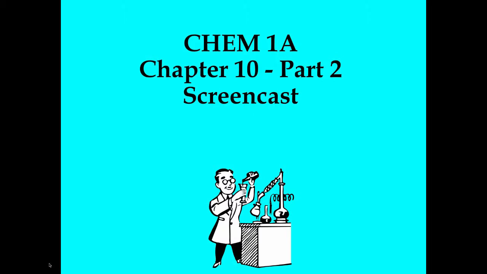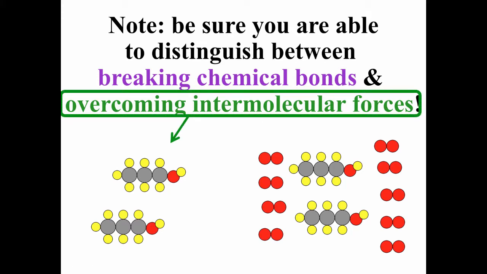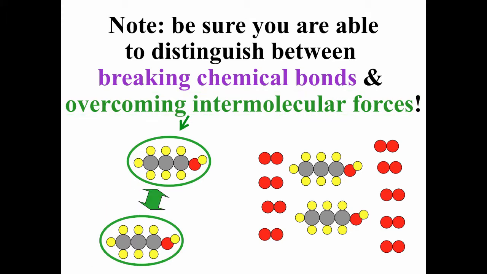Welcome to Chapter 10, the second screencast, More Liquids and Solids. One thing that you should be sure you're able to do is to distinguish between breaking chemical bonds, which we've dealt with quite a bit in the past, and overcoming intermolecular forces, which is the subject of this chapter. So just as a note and a comparison and a distinction, overcoming intermolecular forces is something like this. Here are two molecules, and to overcome intermolecular forces, those molecules separate from each other, but the molecules remain intact.